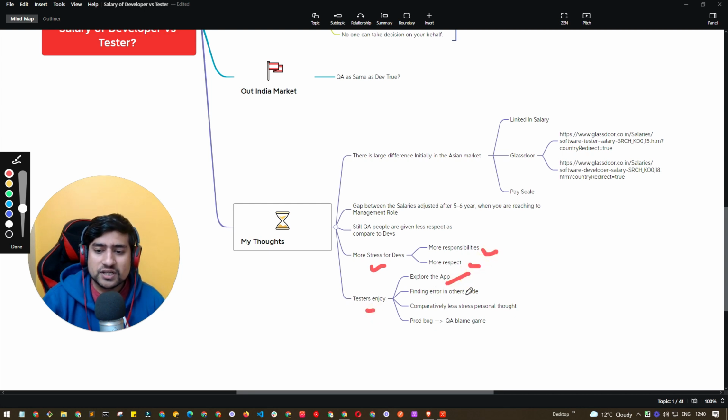Testers basically enjoy the application, finding errors, with comparatively less personal stress that I have seen, and production bugs, and you can say the QA blame game and other things, testers enjoy this. Okay, so this is the hard reality.